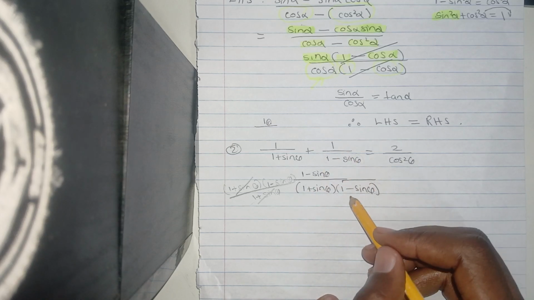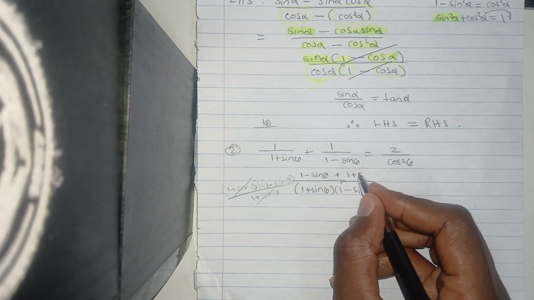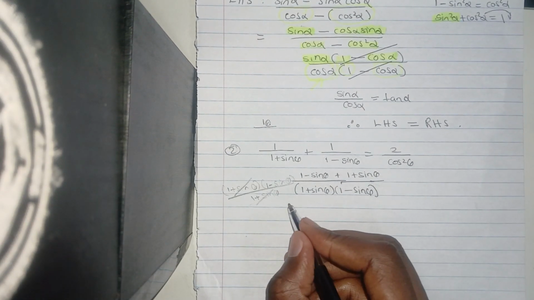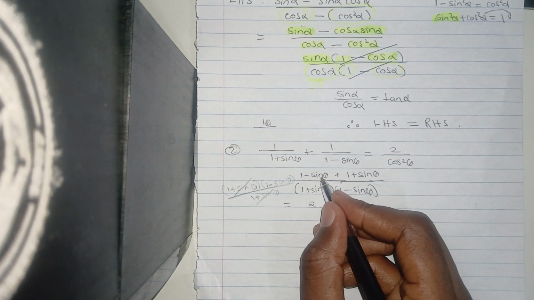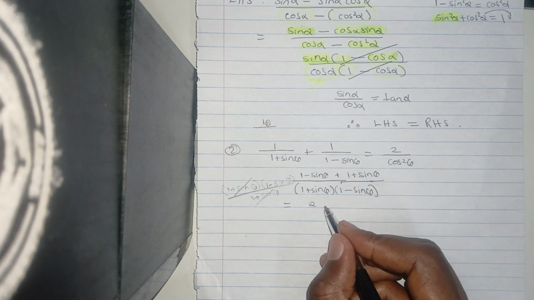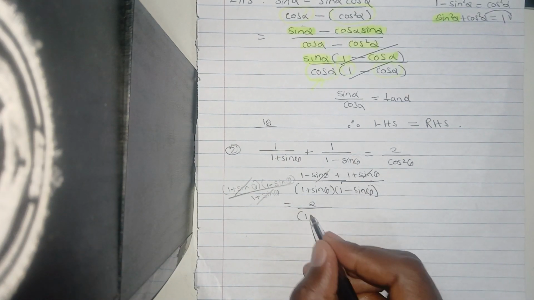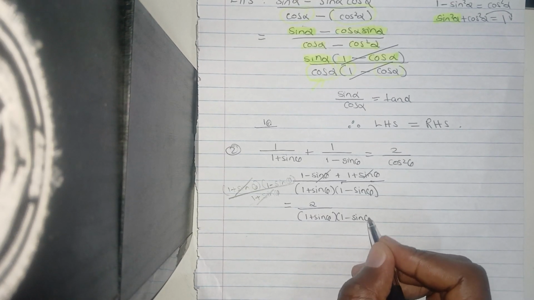So that means this will cancel this, then we'll copy this, because they are being multiplied by 1 plus sine theta, right? So we're going to have this plus this is 2, then negative sine theta plus sine theta is 0, right? So this and this will cancel. So now we'll have 1 plus sine theta, 1 minus sine theta, right?